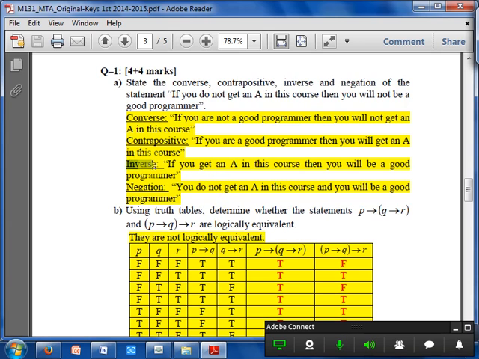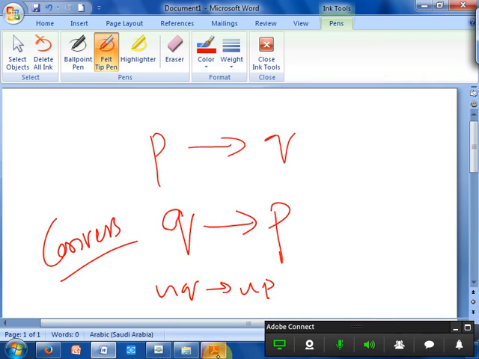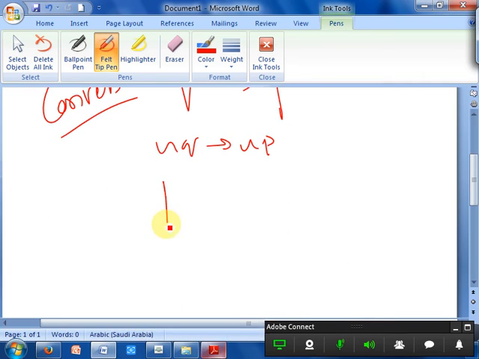Inverse is just the opposite of what is given here. If you do not get an A, the inverse is: if you get an A, then you will be a good programmer. What is given here? P then Q is given. P is if you do not get an A in this course. Q is you will not be a good programmer.